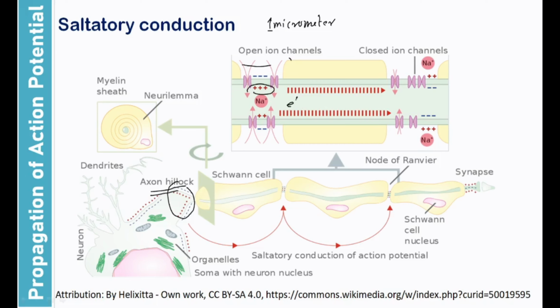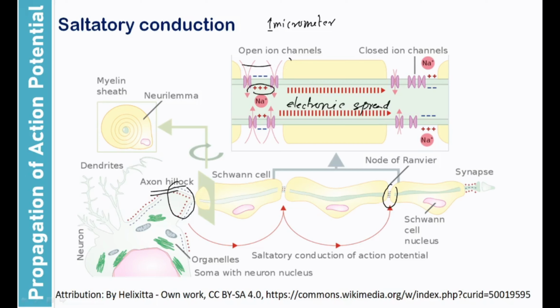This is the electronic spread. When it reaches the next node of Ranvier, the sodium channels open and the signal is boosted. At the node of Ranvier, the action potential regenerates over and over along the axon. So that is saltatory conduction.